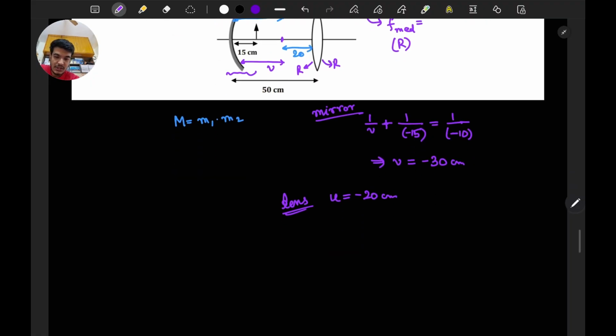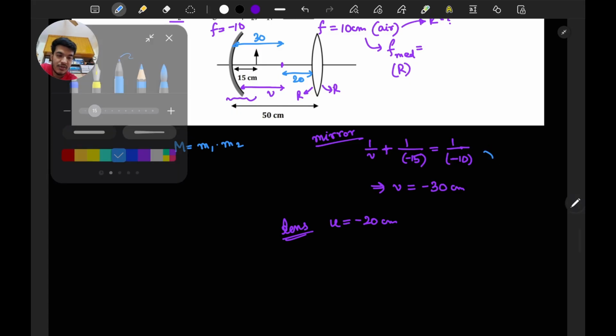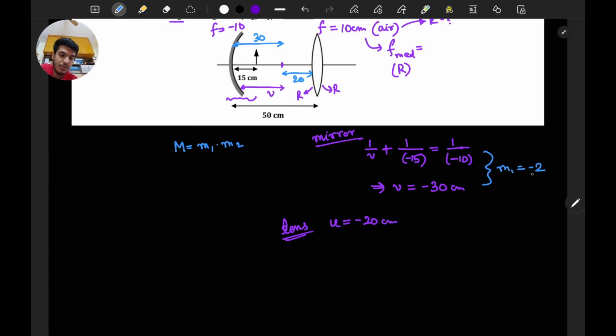So now here you can easily see that m1 is basically minus 2, but we don't need this, because when we do m2 by m1, the first reflection is always going to stay same. So m1 is same in both cases, right? So what we'll be doing is the ratio of magnification for the lens part. So we are concerned about only the reflection through the lens.